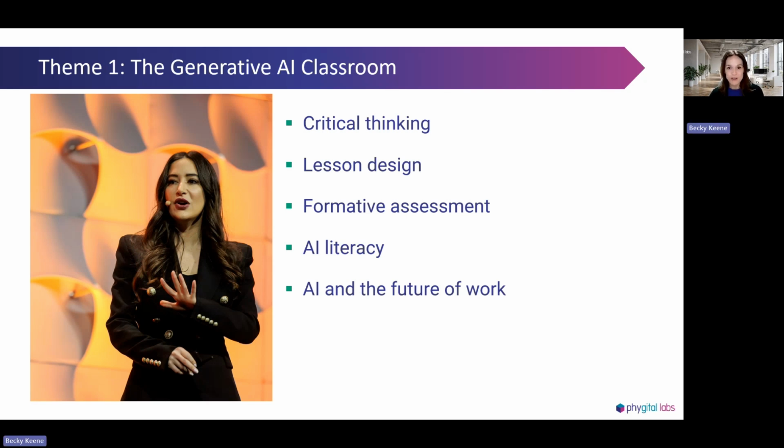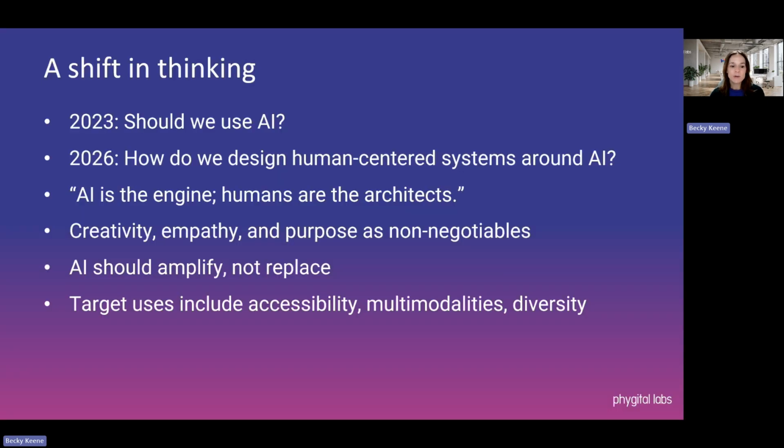So that's our theme. I want to dig in now a little bit into some things that we heard connected to the theme. So in 2023, the question on the table was, should we use AI? Here in 2026, that's no longer the question. The question is now, how do we design human-centered systems around AI? So we're no longer having to convince people to use it. It's pervasive, it's persistent, it is pushing its way in to everything that we do. Every app now is like, oh yeah, we're running AI. So now the question becomes, how do we facilitate human design around these AI systems?